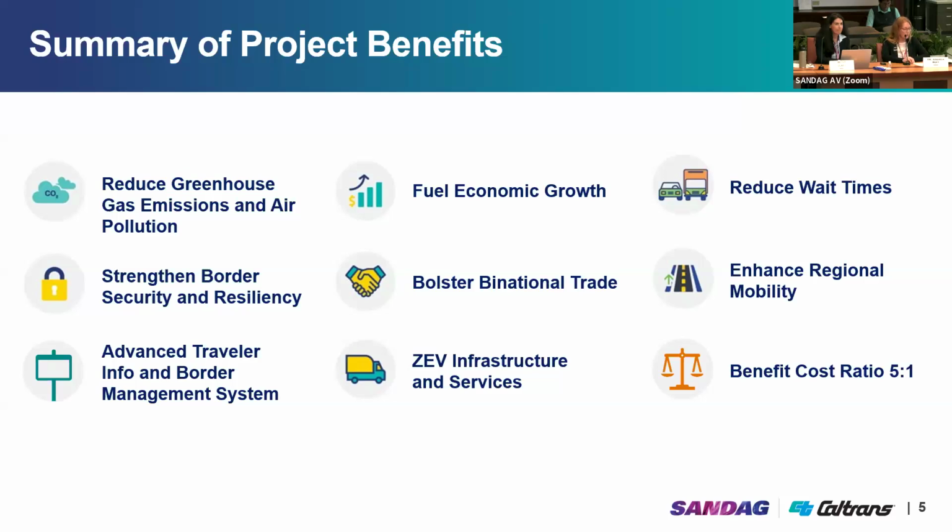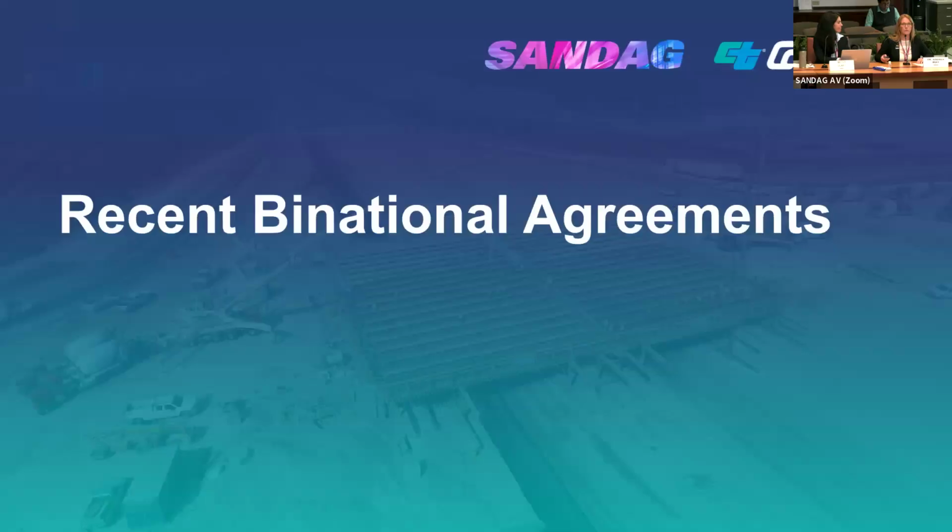The project will fuel economic growth and bolster binational trade. This new port of entry will relieve a nationally significant supply chain bottleneck, leading to more reliable cross-border movements of goods like auto parts, medical supplies, and semiconductors. The U.S. construction and operations will generate thousands of jobs, many of which will be reserved for disadvantaged groups. Finally, I will direct your attention to the benefit cost ratio that we like to brag about, which is that the benefits of this project outweigh the cost by a ratio of 5 to 1, something we're quite proud of. With that, I'll turn it over to Betsy to get into these 3 binational agreements.